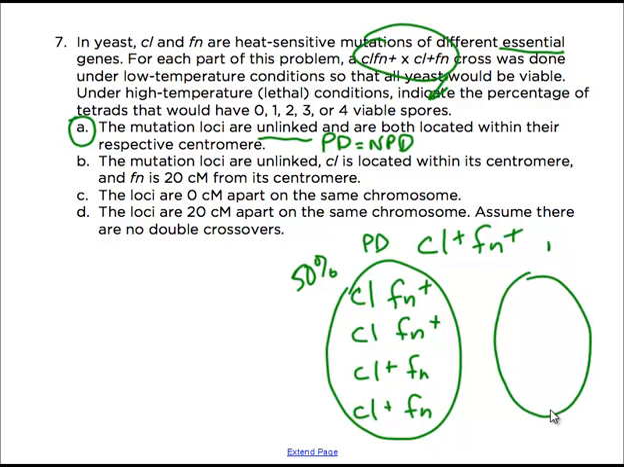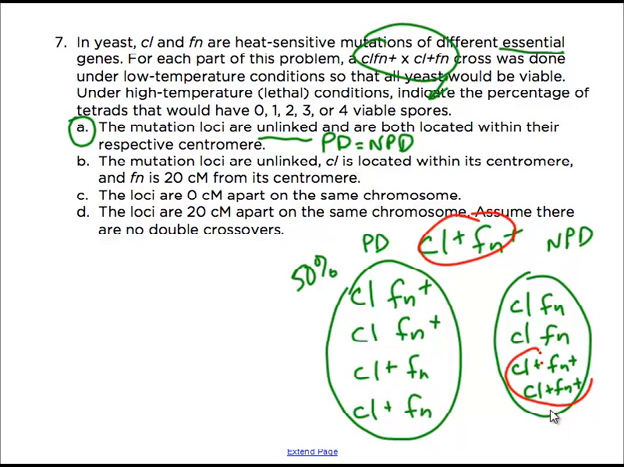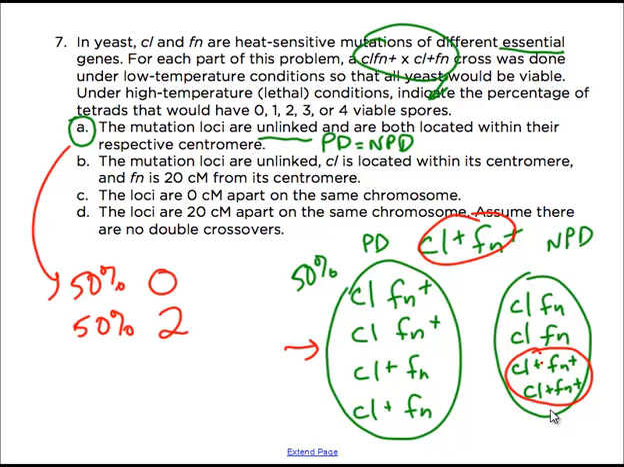Now, an NPD is opposite in the sense that we're going to have only 2 types, the double mutant and the double wild type. They're 2 types, but they're not like the parents, right? And the ones that are viable here, remember we said this is what we're looking for, are 2 spores down the bottom here. So really, I mean, it's not that bad. For part A, 50% or a half are going to have 0, the PDs, 0 viable spores, right? The other half, the NPDs, are going to have 2 viable spores.